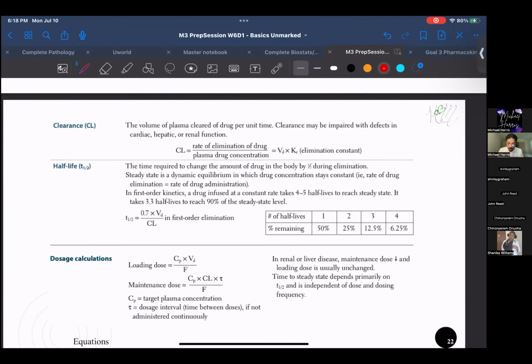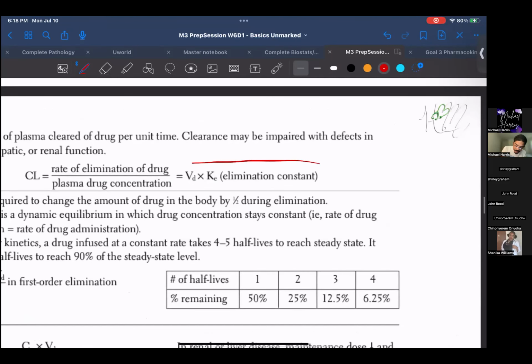Now, another way you can calculate it is this equation, which is the volume of distribution times KE. KE is a constant, and that's 0.7 divided by the half-life. More than likely, they give you this, though. Why? Because they're the devil. And they want you to understand what's going on versus memorizing an equation. That's why. So you may see questions that use the latter, but the majority of the questions will be the first.